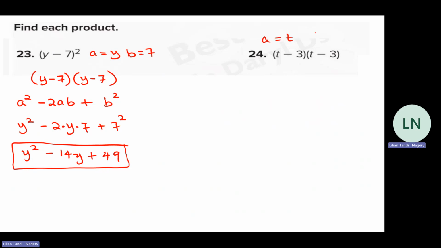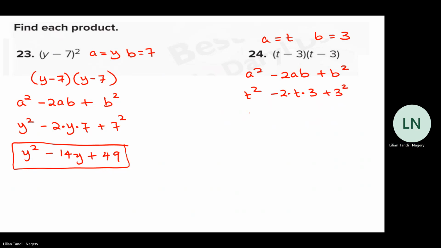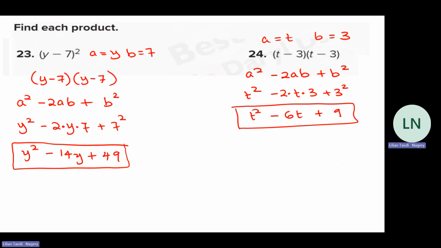A is t, b is 3. A squared minus 2ab plus b squared. T squared minus 2 times t times 3 plus 3 squared. T squared minus 6t plus 9. Box your answer.